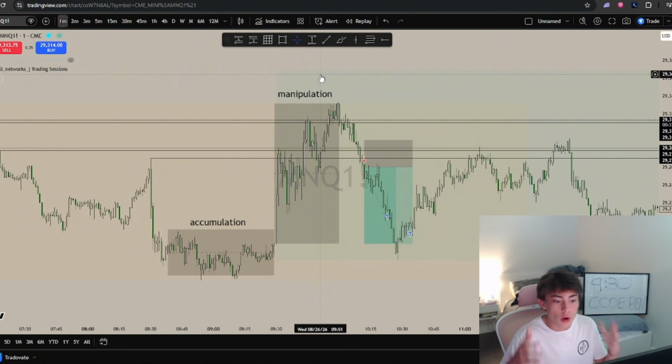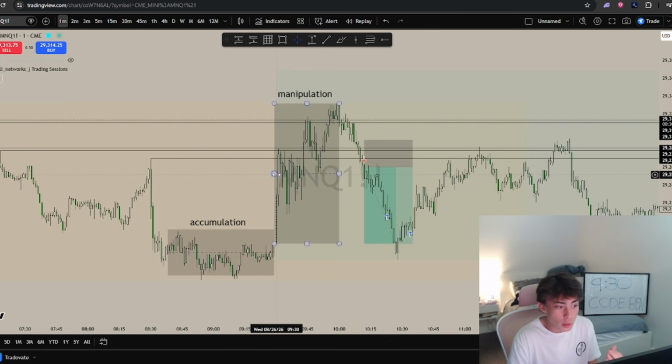Now, distribution is the next step, and it's pretty evident. It's what it sounds. Price is distributing in the opposite direction of which the draws were taken. Because obviously, if we're taking out buy side, we have all these orders, and we're probably going to go down and take out sell side.